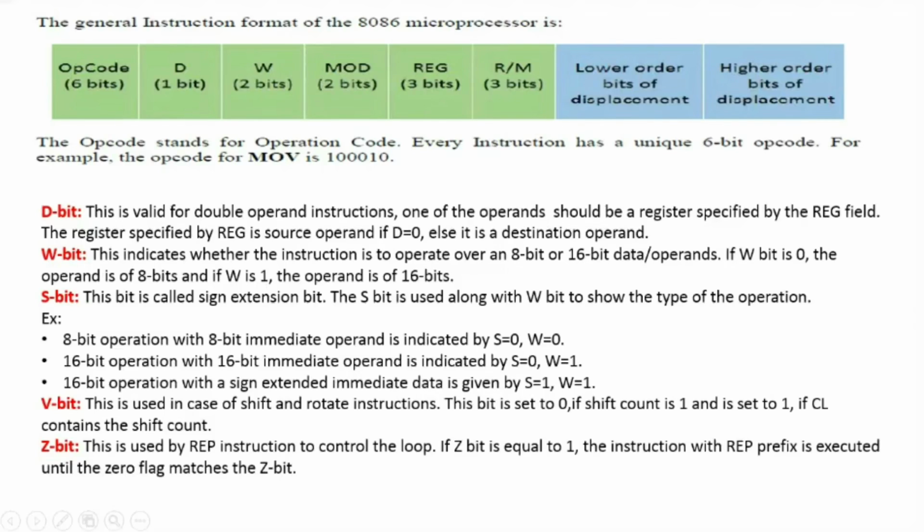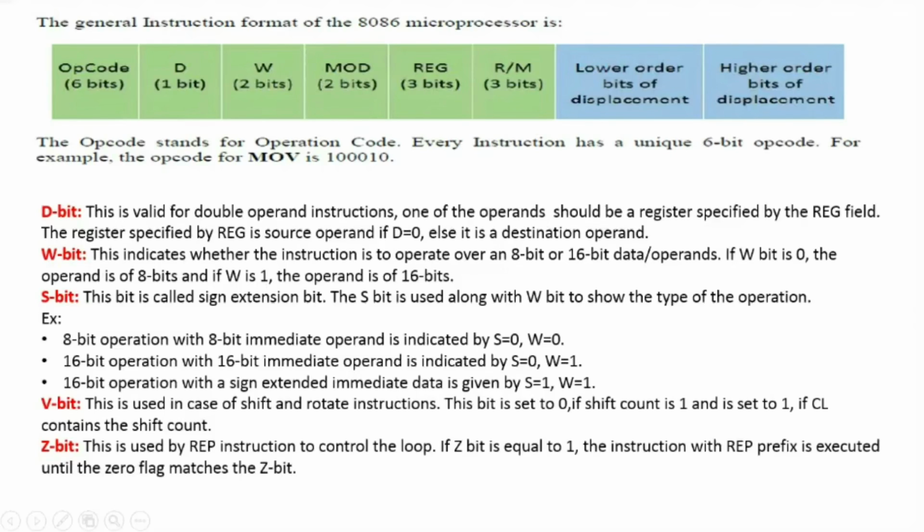The S bit is called the sign extension bit. The S bit is used along with the W bit to show the type of operation. For example, if I'm doing an 8-bit operation with an 8-bit immediate operand, then S is equal to 0, W is equal to 0. If I'm doing a 16-bit operation with a 16-bit immediate operand, then S is equal to 0 and W is equal to 1, obviously because it is a 16-bit operation. Now if I'm doing a 16-bit operation with a sign extended immediate data, S will be 1 and W will also be 1 because that operation is again 16-bit.